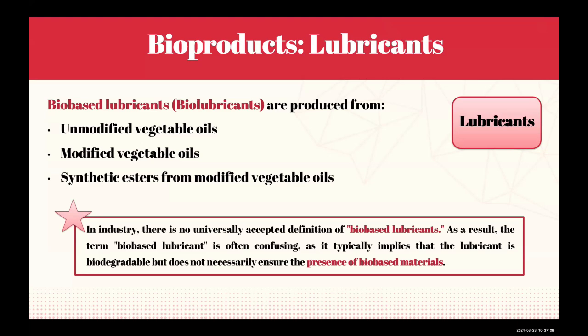However, it's important to note that in the industry, there is no universally accepted definition of bio-based lubricants. This lack of standardization can often lead to confusion. For instance, the term bio-based lubricant often implies that the product is biodegradable, but this does not necessarily mean that it's entirely made from bio-based materials. This ambiguity highlights the need for clearer definitions and standards in the industry to ensure that the biolubricants meet both the sustainability and performance criteria.